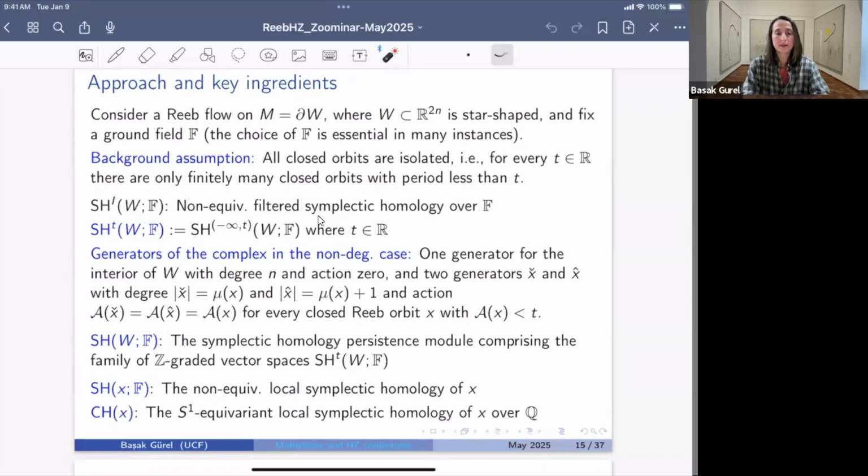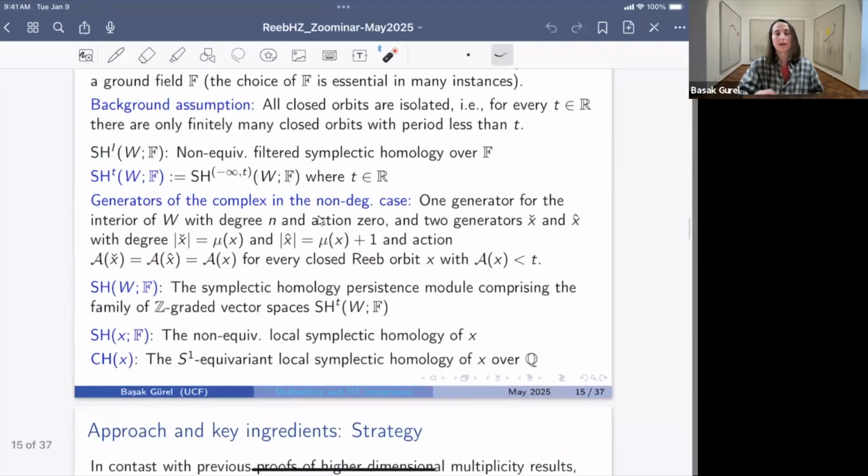We have a background assumption. So I'm going to assume that all closed orbits are isolated. So beyond some action threshold T, there are only finitely many with period less than T, period threshold or action threshold. Now, this is not an essential assumption, but it simplifies matters when you work with persistence modules, etc. So this is not an essential thing. Maybe the thing to say is that in the situations we are going to care about, namely when you have finitely many prime orbits, or when you have something non-degenerate, such as the case in our theorem B, this assumption is satisfied.